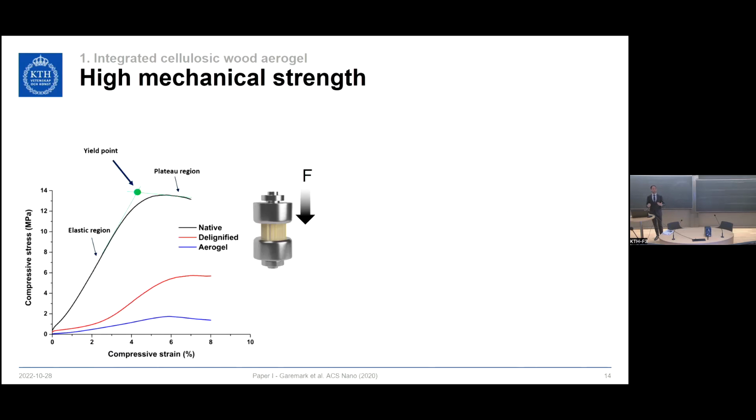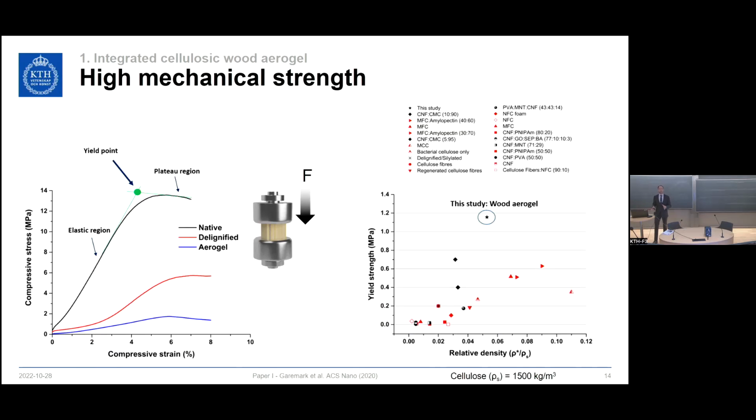So we assessed the mechanical properties by performing longitudinal compression testing of these wood materials. And we assessed it by looking at something called the yield point, which is the intercept between the elastic region and the plateau region. Removing lignin removes much of the strength of wood, and then performing the aerogel treatment decreases the strength further. But when we compare this to bio-based aerogels and foams of the literature, we can see that this strength is quite unique. Black points are materials of anisotropic structural properties, and red points are for isotropic structural properties, in which we see that we are quite high at similar relative densities.